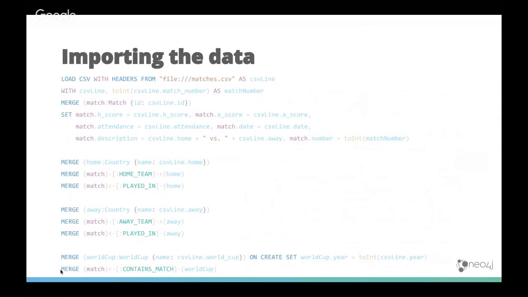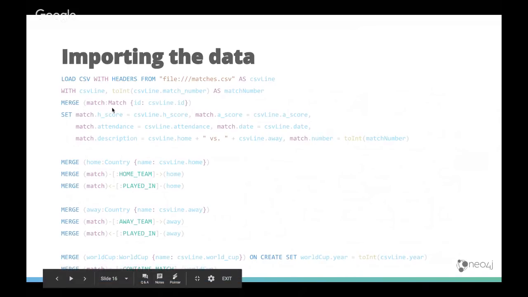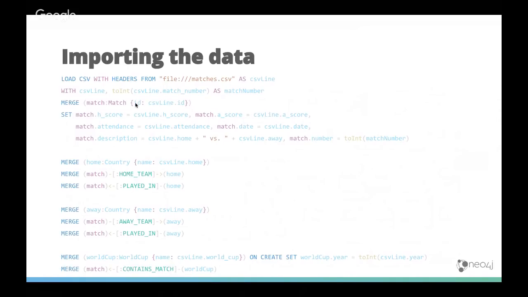We can use different clauses. The one that I tend to use the most in these types of import scripts is called MERGE. The way this works is it will create something as long as it doesn't already exist. If we have a look at this example here, I'm saying I want to merge a match. So I want to create a node with the label Match, and I want it to have a unique ID based on whatever the ID property was in my CSV file. And then I want to set a few properties: the home score, the away score, the attendance, the date, description, and then the match number. This is not the whole script, but we also populate the home team, indicate the away team, and capture which year the match happened in.